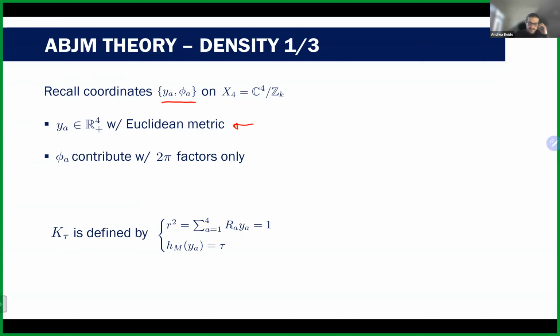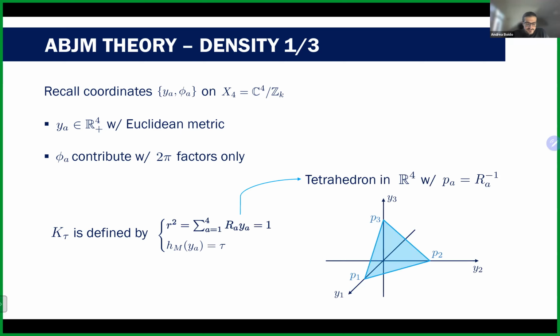Our k tau in this case is defined by, firstly, taking the radius equal to 1. This localizes us, well, not localizes, but puts us on the Y7 space rather than on the full cone. And then, of course, we will need to impose that the moment map is equal to tau because we are restricting to a level set of that when we do the symplectic quotient. The first equation is actually pretty simple and defines a tetrahedron in R4 with vertices, which I'm calling P_A, given by r_A to the -1 times the canonical basis of R4.